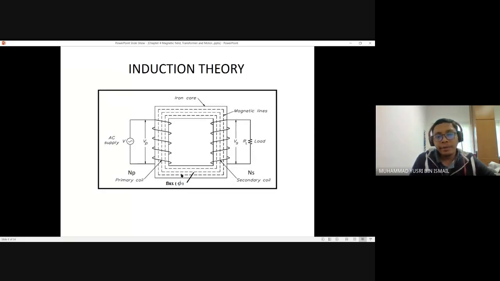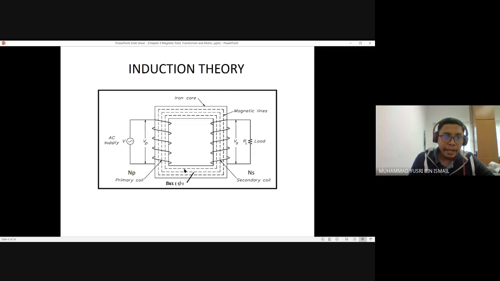If you need to use a step down transformer, then the primary coil at the circuit must have more turns than the secondary coil. Vice versa, if you need to step up, then the primary must have fewer coils, and the secondary circuit will have more coils.